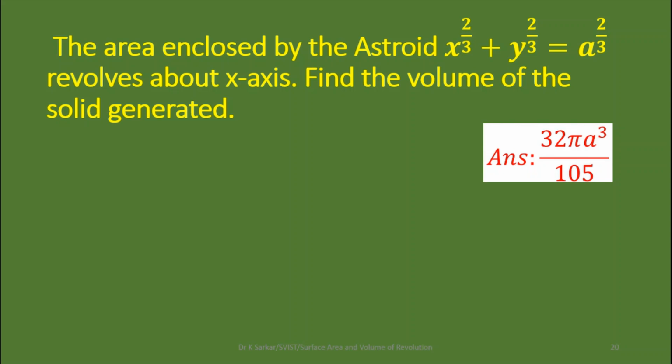Another question: the area enclosed by the asteroid x power 2/3 plus y power 2/3 equals a power 2/3 revolves about the x-axis. Find the volume of the solid generated. So applying the volume formula, you can work out this sum also.